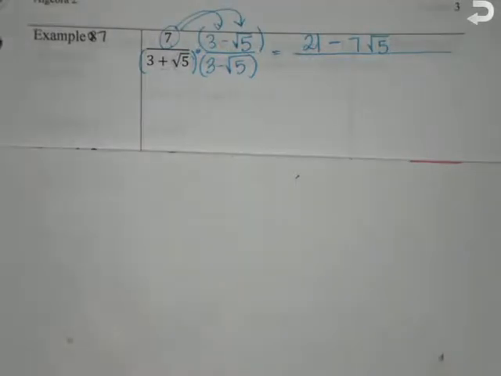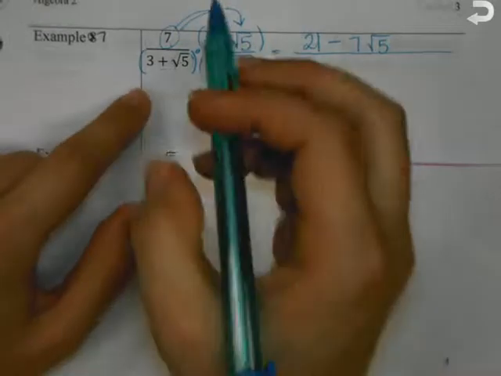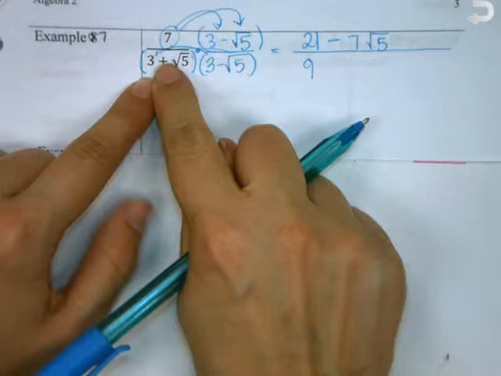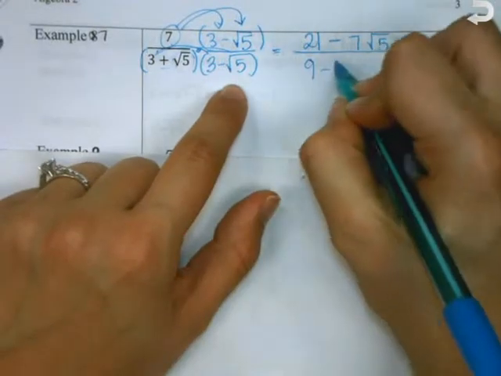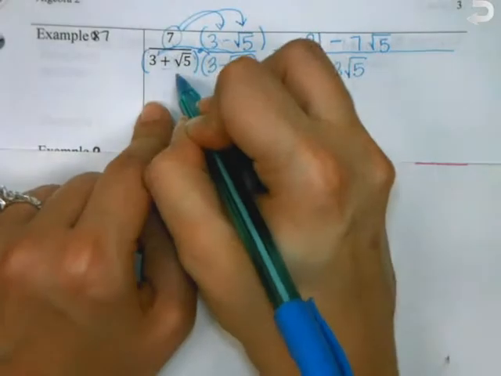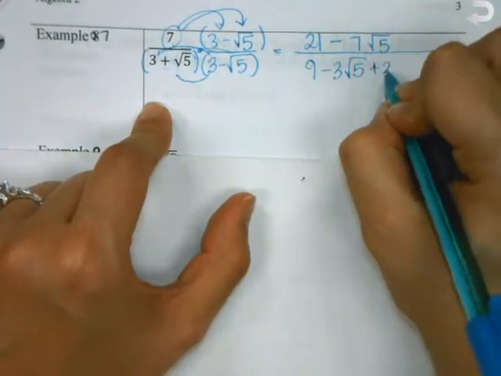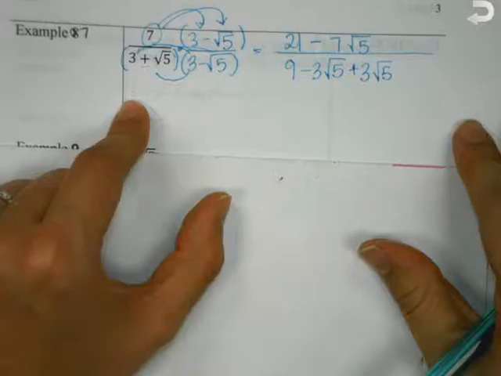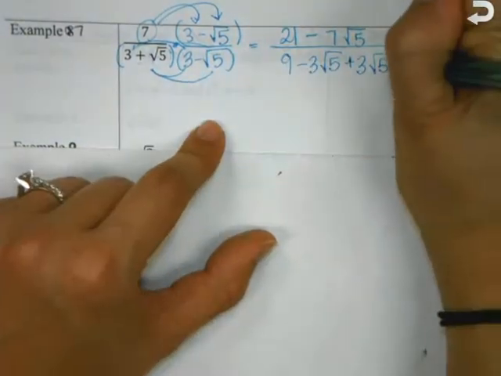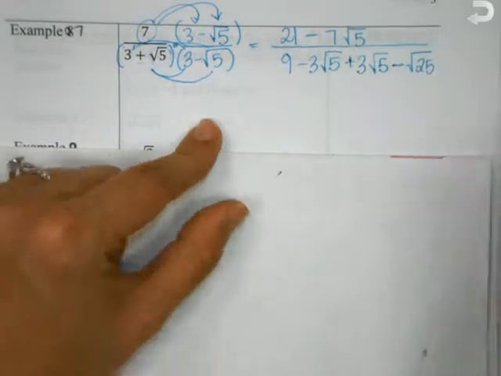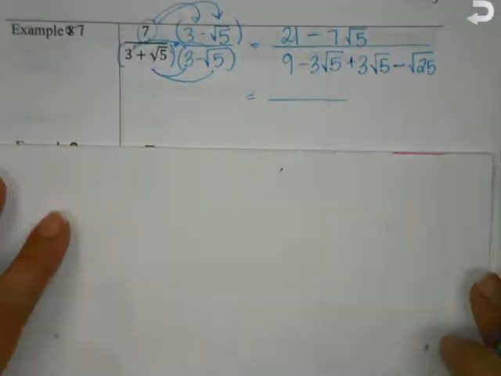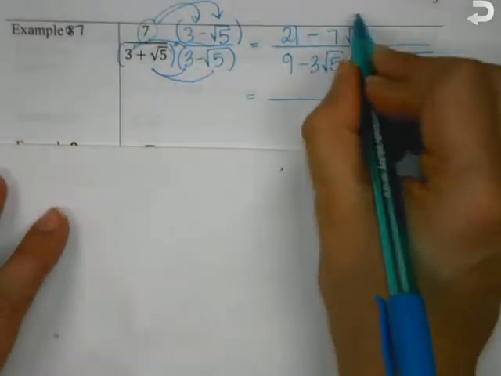3 times 3 gives me 9. 3 times negative root 5 gives me negative 3 root 5. Positive root 5 times 3 gives me plus 3 root 5. Do you guys see what's going to happen there? And then square root 5 times negative square root 5 gives me negative square root of 25. So on top, these cannot be combined because 21 does not have a root next to it, so we're going to leave it as 21 minus 7 root 5.